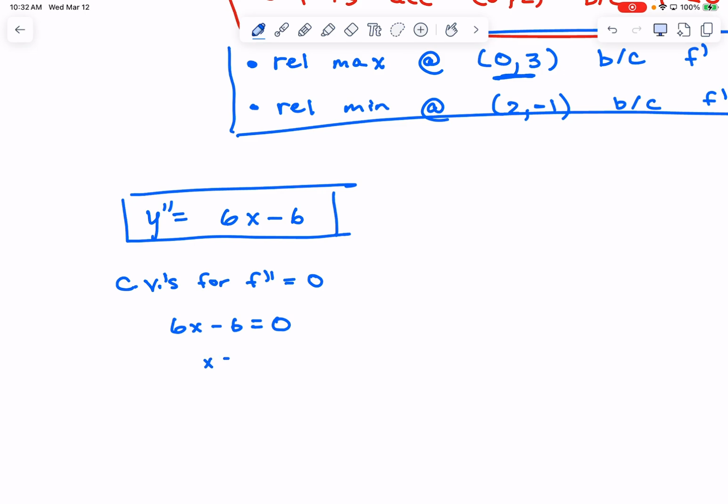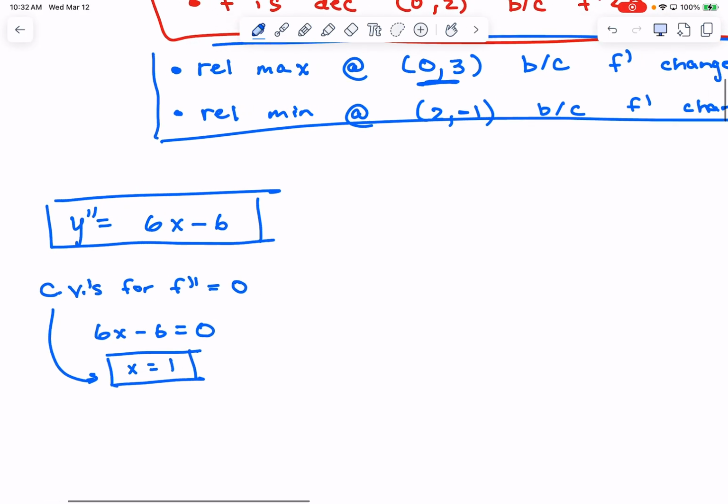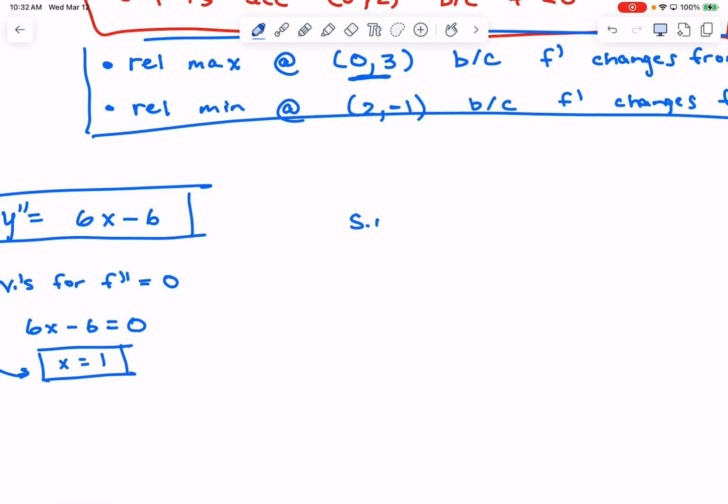What is x going to equal? 1. Very good. Block that one off. I'm not going to go to circles. Okay? All right, so there's my CVs for the second derivative. All right, now my SA for the second derivative. This one's going to be nice. It's going to be negative infinity to what? 1, and then 1 to what?